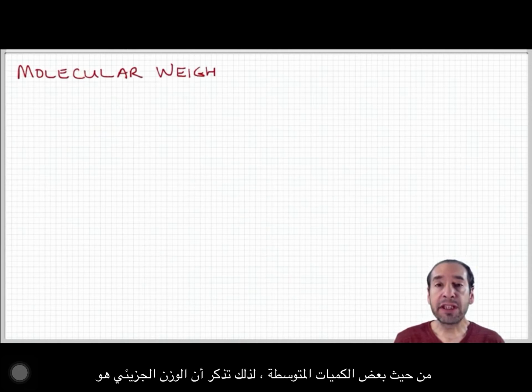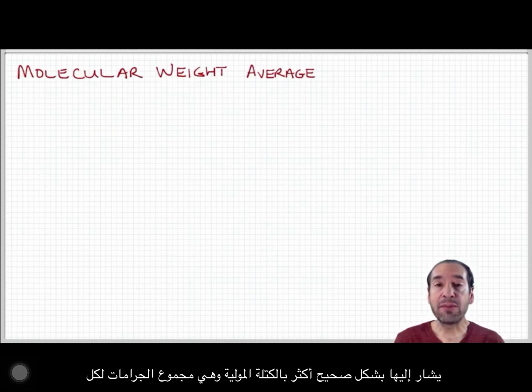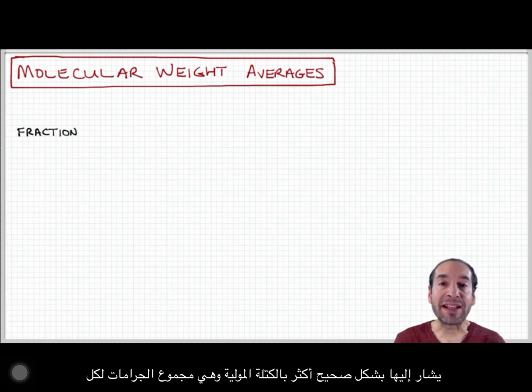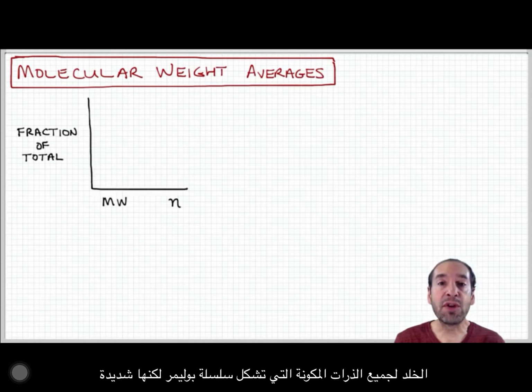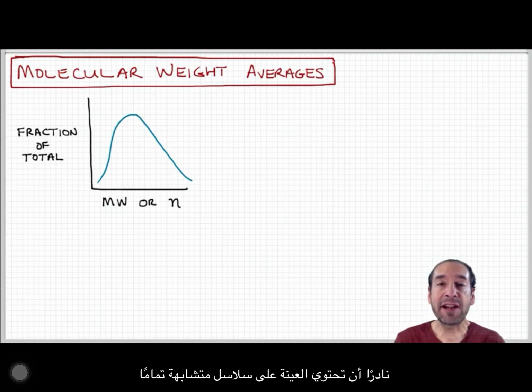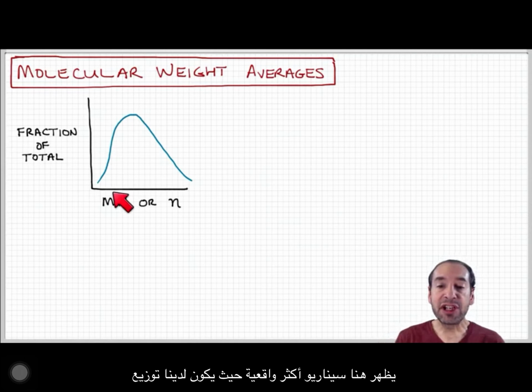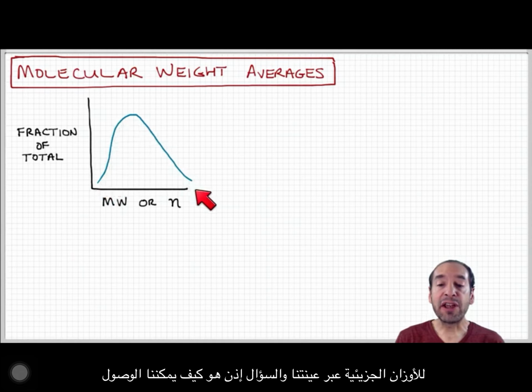So remember that molecular weight is actually more correctly referred to as the molar mass. It's the total grams per mole of all the constituent atoms that make up a polymer chain. But it's very rare that a sample is going to contain chains that have all exactly the same length. A more realistic scenario is shown here, where we have a distribution of molecular weights across our sample.